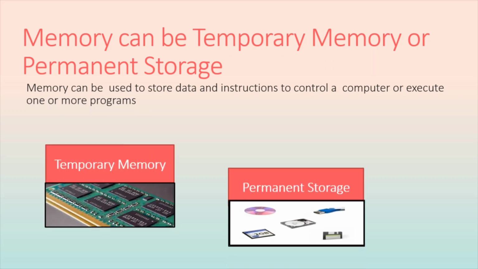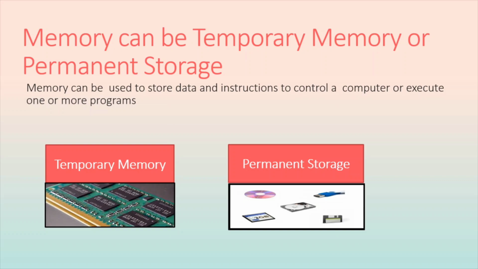Temporary memory, permanent storage. RAM is temporary memory. Permanent storage includes CD, pen drive, hard disk, memory card, floppy, as shown in the picture.